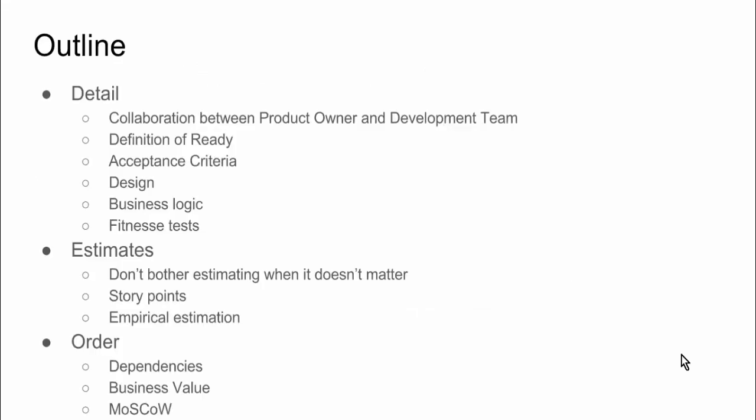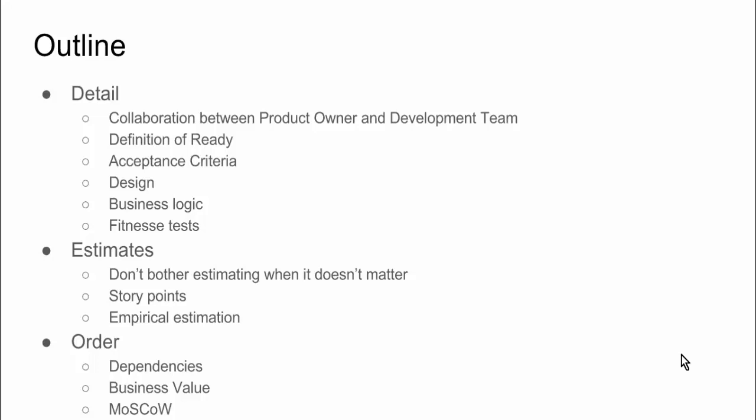So when it comes to detail, I'll point out that it's all about collaboration, and then we'll talk about five specific areas. The definition of ready, which describes what it takes for a PBI, a product backlog item, to be taken into a sprint. We'll say a few more words about acceptance criteria. Then I'll talk about whether or not design and business logic need to be ready before the sprint starts. And then I'll talk about fitness tests, which are a particularly cool way for the product owner to describe the behavior of a system.